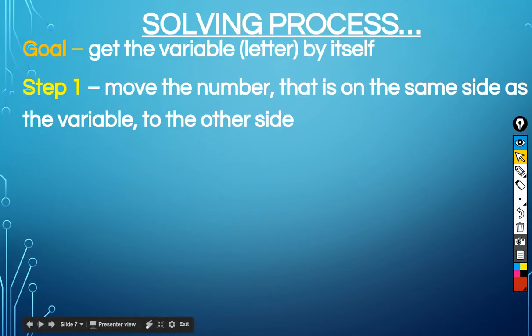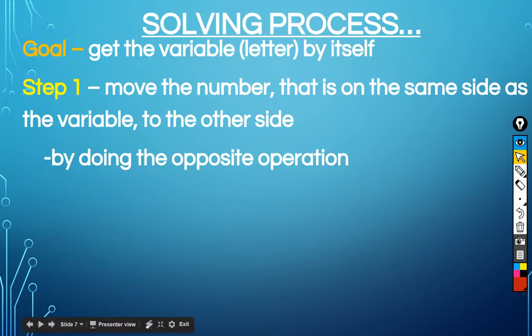So here's the first step in reaching that goal. You have to move the number that is on the same side as the variable to the other side. So when it says move the number, that could be plus or minus a number, or it could also be a number in front of the letter, such as a 3x, or a 4b, or whatever the letter is. So whenever there's a number in front of it, you multiply by it. And we have to move that number, whatever it is, to the other side.